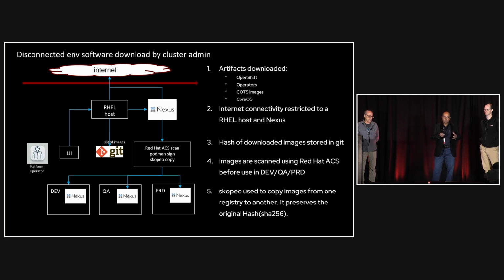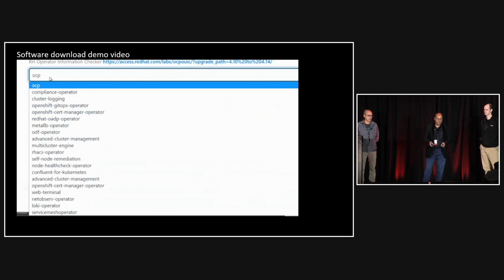This new product that we download, we test in a lab environment, and once we are satisfied, we promote it to dev, QA, and production. And before promoting it, we use Red Hat ACS to scan the image, and Podman to sign for authenticity, and then Skopeo to copy the images. The advantage of Skopeo is it retains the hash of the image all along the way when we copy from one container registry to another. We always refer to the images using SHA, so we don't have to worry about tags being moved around.